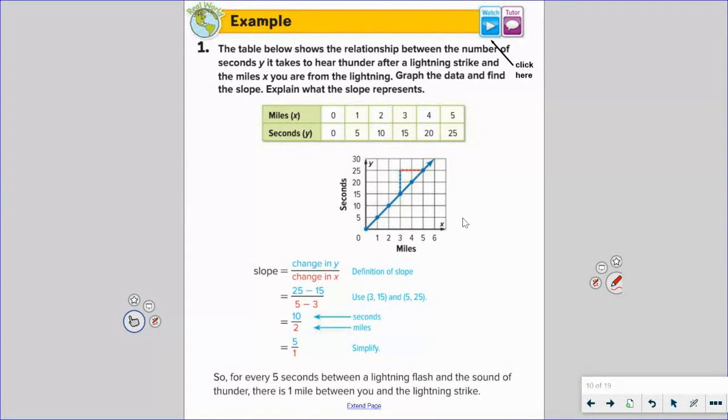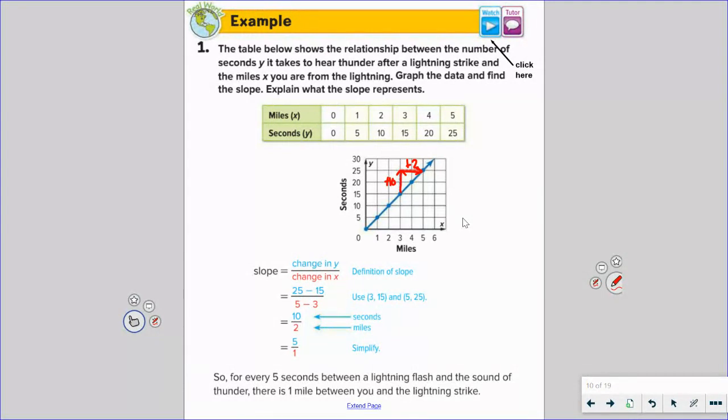All right, let's do this. Actually, this is one of my notes. I don't believe you have this one. So again, we see a graph. And again, we want to find a rise and a run. Now, if you're looking on the graph, you can see a rise and a run. It appears to go up 10 seconds for every 2 miles.